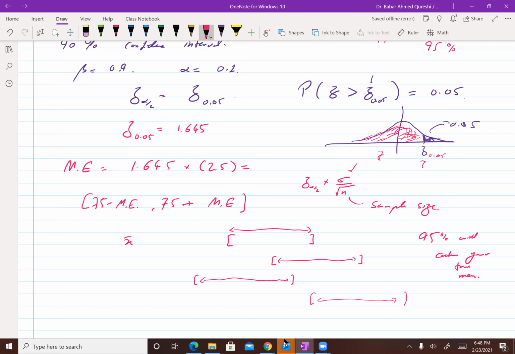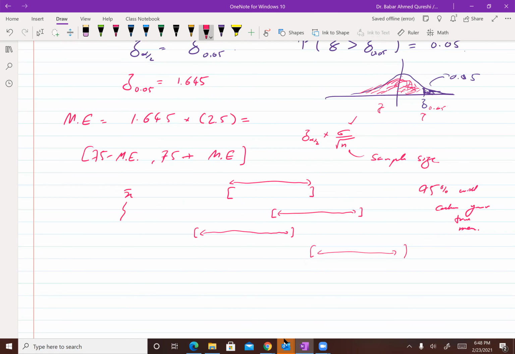Now in practice, what you do is you just get one value, and around it you make an interval where you say that the mean lies with a certain probability, with a certain confidence. How can you make this size small?